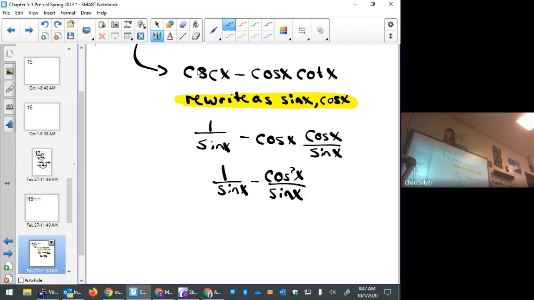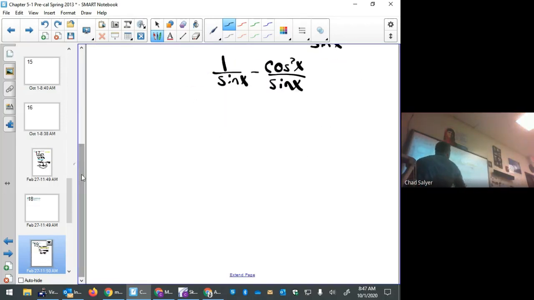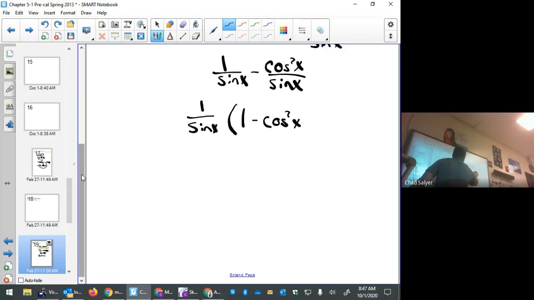And here I see the near future, we've got this problem licked. Because I can factor out 1 over sine of x, and I get 1 minus cosine squared x. And you might say, well, what the heck is the use in that? Well, remember that sine squared x plus cosine squared x equals 1. That's our Pythagorean identity.